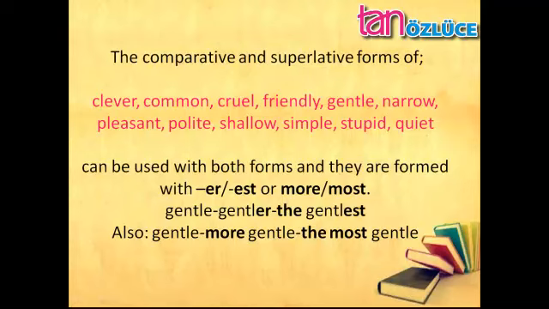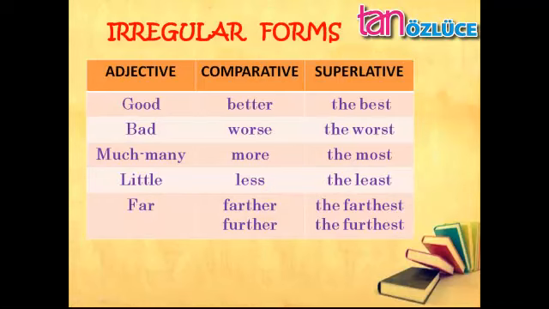Of course, with everything in English, we have some exceptions, and exceptions make things a little bit more difficult to understand. But we have to memorize them. And here we have irregular forms of comparatives and superlatives. For example, the adjectives good, bad, much, many, little, far. They are a little bit different, okay?